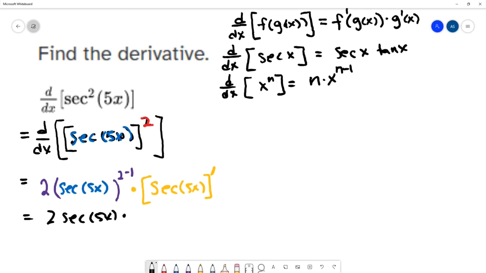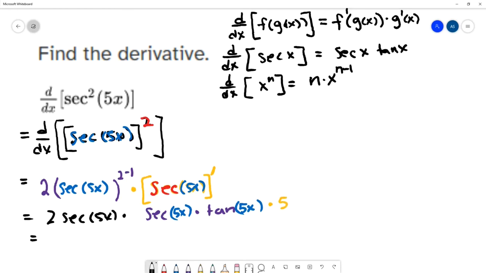So once again, I notice that I have an inside function and an outside function, so I'm going to have to use the chain rule again. This time secant is my outside and 5x is my inside. So I'm going to take the derivative of secant. The derivative of the outside function secant will be secant times tan. We want to make sure that we leave the inside of those the same, and we're going to chain by multiplying by the derivative of 5x, which is 5.